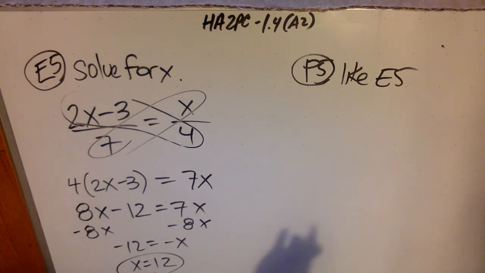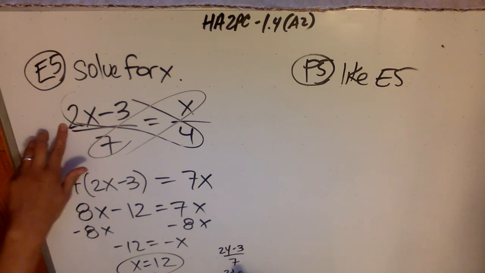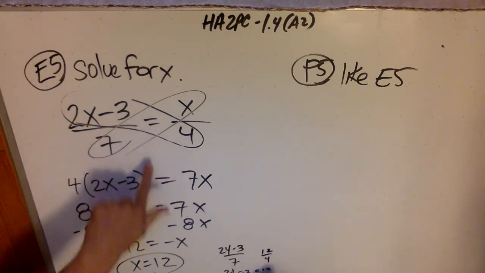Sweet. And if you wanted to plug in to double check, that's fine. I don't generally make people plug in to check their answers, but if you're afraid that your math is wrong, it's not a bad idea to plug in to check. You can. I don't personally require it. I know some teachers do. If I plugged in, I'd get 24 minus 3 over 7, which is definitely 21 over 7, so that's a 3. And over here, I'd get 12 over 4, which is also definitely a 3.